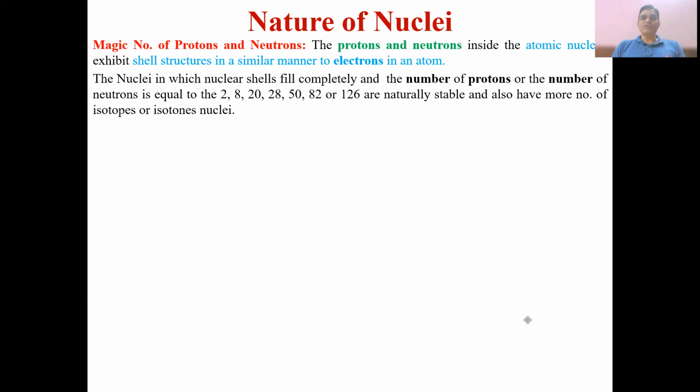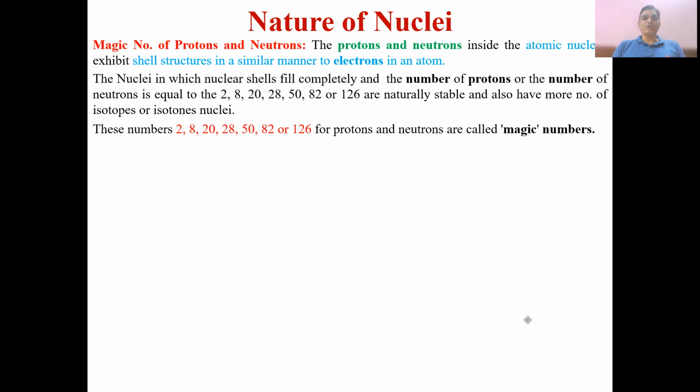So the nuclei in which the nuclear shell is filled completely and the number of protons or the number of neutrons is equal to 2, 8, 20, 28, 50, 82 or 126 are found to be naturally stable, and also have a larger number of isotopes or isotones. Meaning the atoms which have the number of protons equal to 2, 8, 20, 28, 50, 82 or 126, or the number of neutrons, are found to have more isotopes.